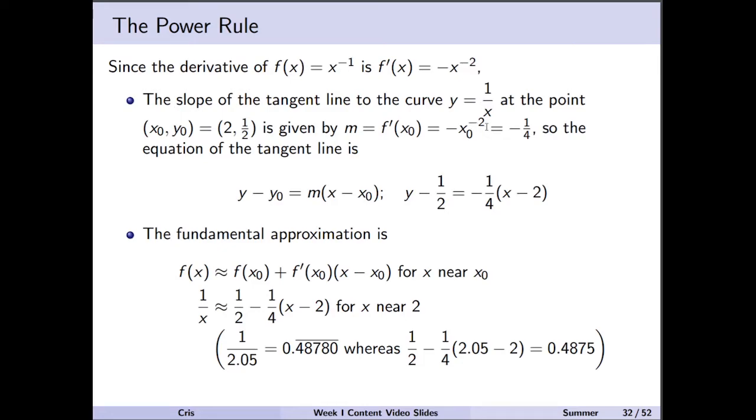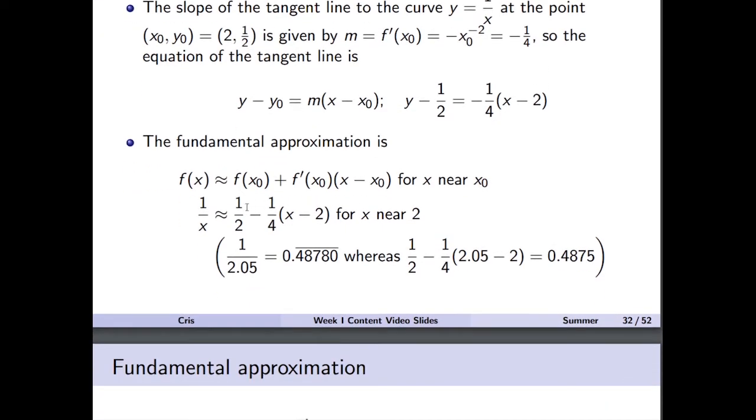You do the exponent first and you apply the minus sign last. That's just convention for the order of operations. And so the equation of the tangent line is y minus y naught, which is 1/2, equals minus 1/4 times x minus x naught, which is 2. And the fundamental approximation is that 1 over x, which is the y-coordinate of the curve, is approximately equal to 1/2 minus 1/4 times x minus 2, which is the y-coordinate of the tangent line.